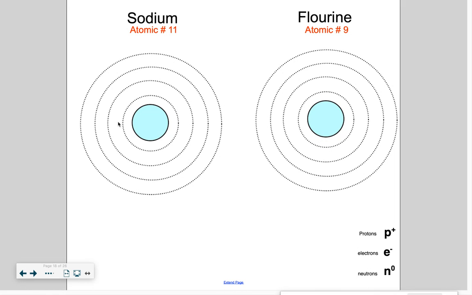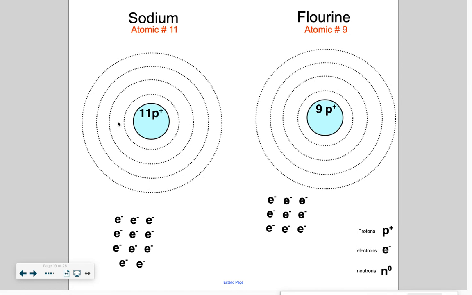Okay, sodium and fluorine. Sodium has atomic number 11. Fluorine has atomic number 9. With that information, I know that sodium has 11 protons in the nucleus. And remember, it's very acceptable to do it this way. You can use numbers. And fluorine has 9 protons. Easy, easy, easy. I also know that sodium has 11 electrons and fluorine has 9 electrons. Easy, easy, easy. The next part's a little tougher. I have to do my homework. If I'm a student, I have to make sure I learn these rules.